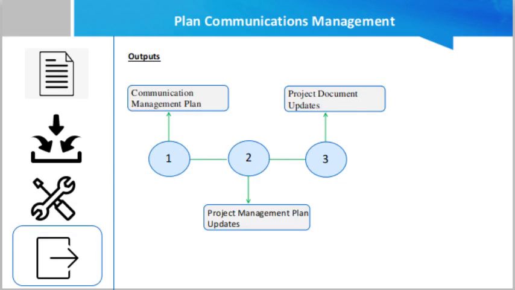The outputs of this process: there are three outputs. The first one is the communication management plan. The communication management plan is a component of the project management plan that describes how project communication will be planned, structured, implemented, and monitored for effectiveness.